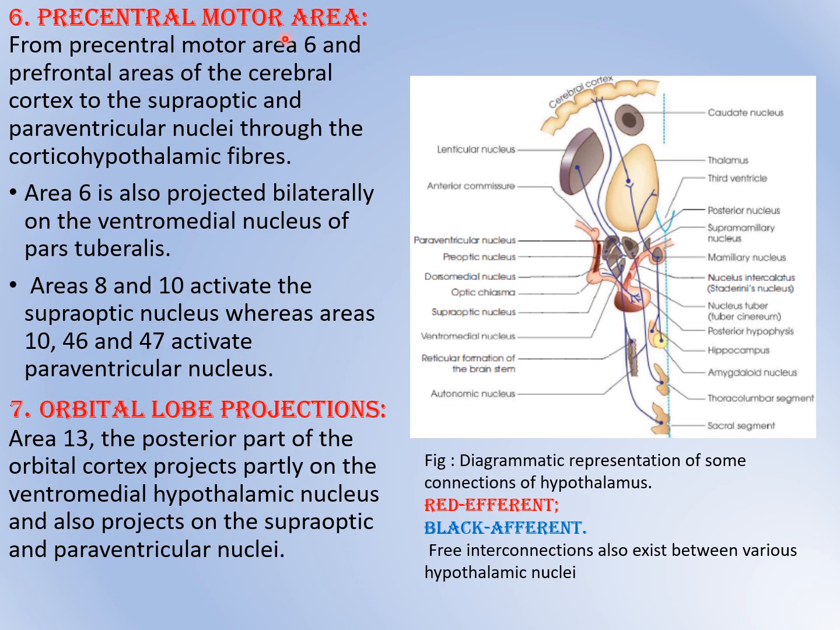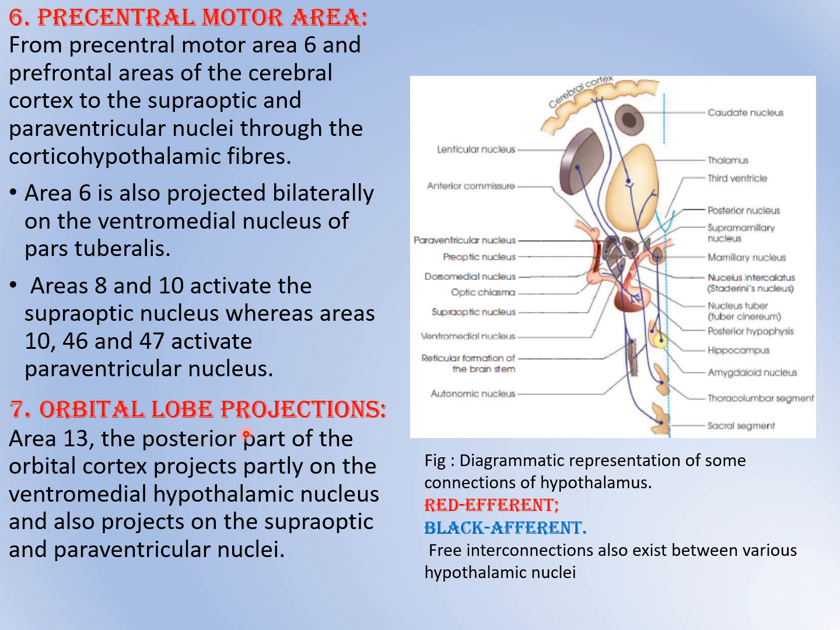Then the precentral motor area. From the precentral motor area 6 and prefrontal area of the cerebral cortex to the supraoptic and paraventricular nuclei through the corticohypothalamic fibers. Now area 6 also projects bilaterally on the ventromedial nucleus of pars tuberalis, and areas 8 and 10 activate the supraoptic nucleus, whereas areas 10, 46 and 47 activate the paraventricular nucleus.